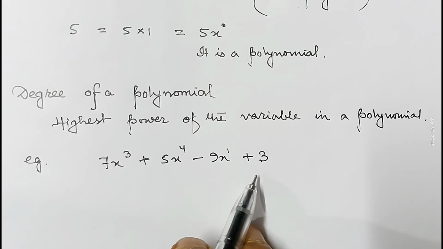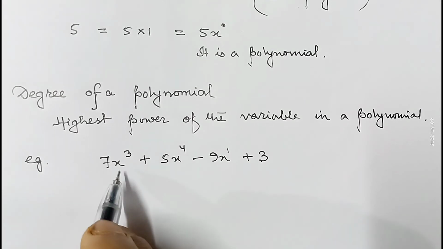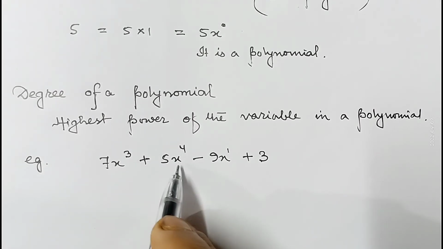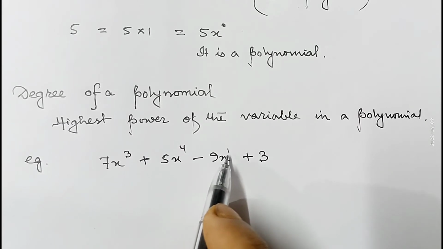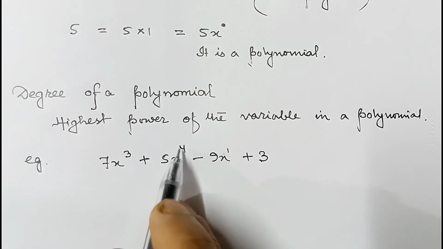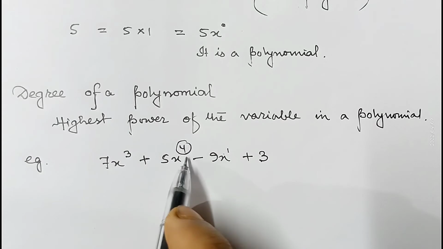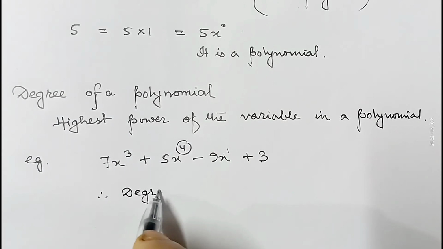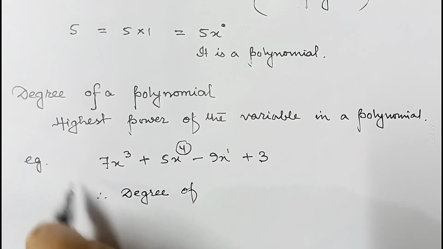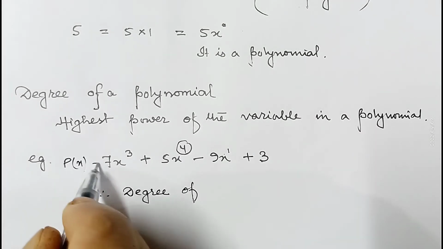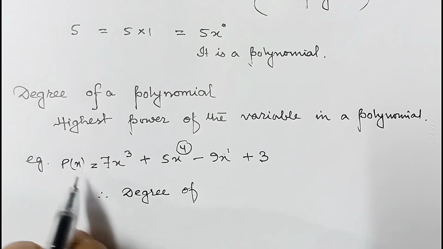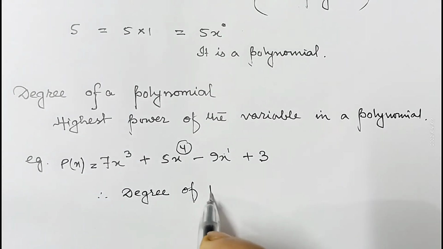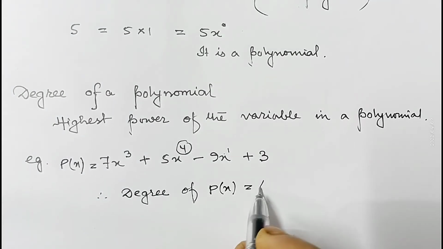Now out of these powers, here power of x is 3, power of x is 4, and here power of x is 1. Which is the highest power? Highest power is 4. Since 4 is the highest power, therefore degree of this polynomial, we can name this one suppose p(x). Here variable is x, so we have to write x here. So degree of p(x) is 4.